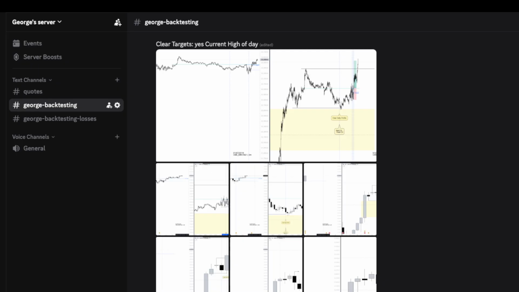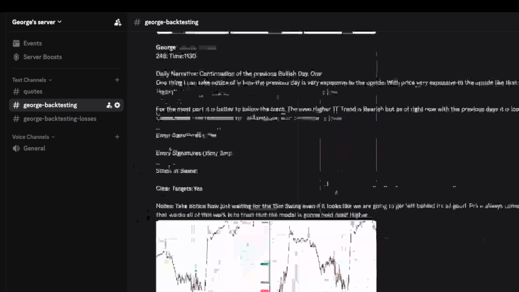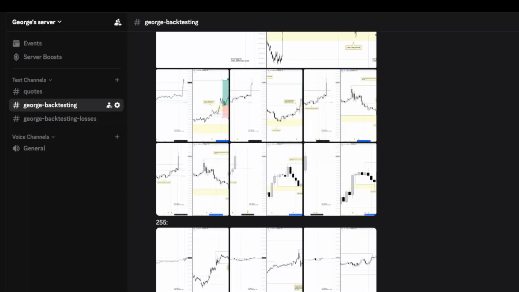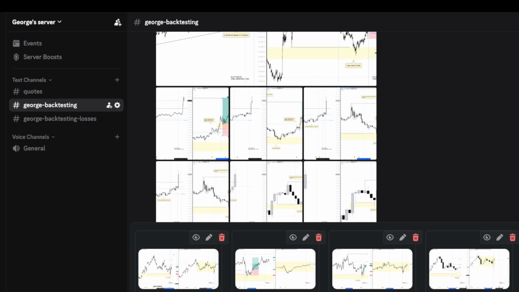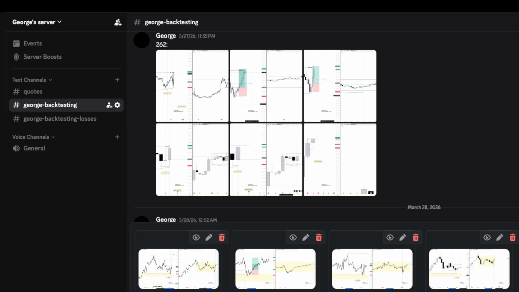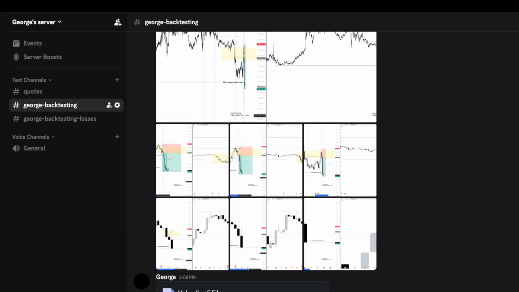There you go. Go over to Discord. This is the Discord that I have for myself. And I'll just upload the pictures, right? What time is this? 2:08. Add these here. And then I'll label it as, what number are we on? 264. And I just enter it.